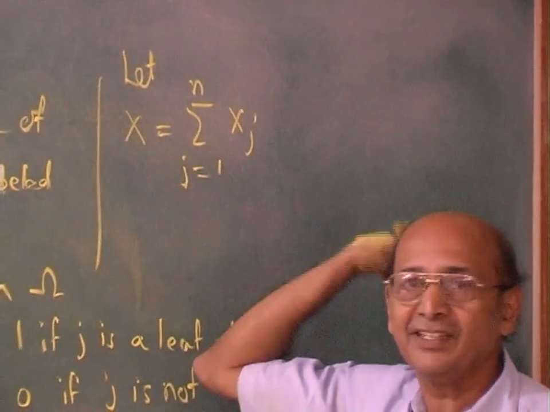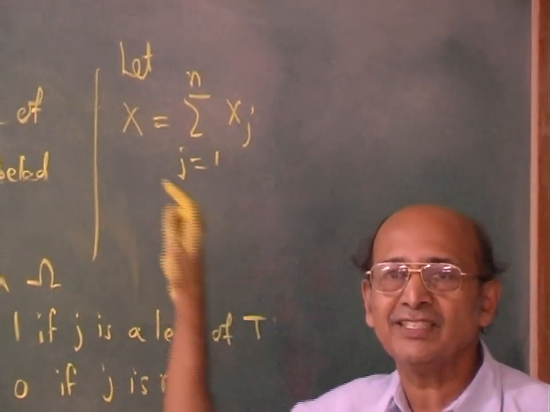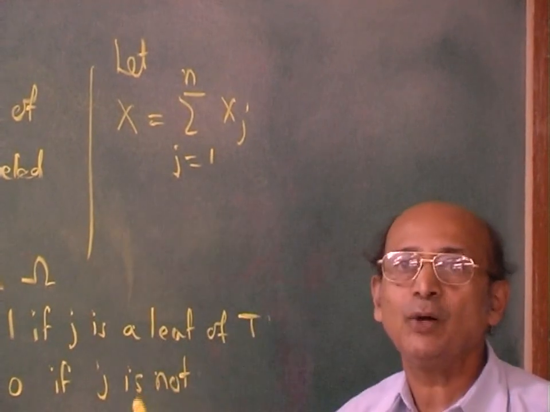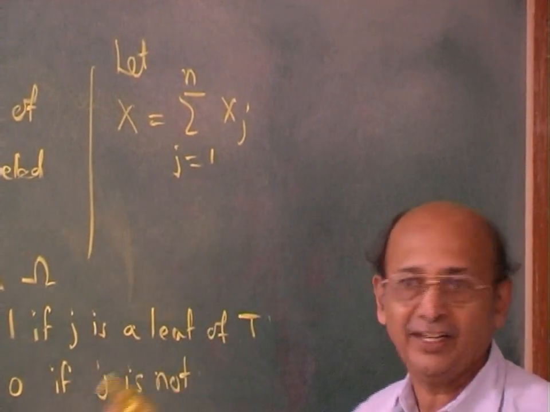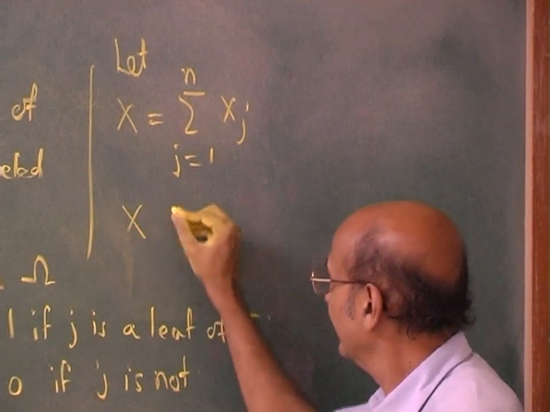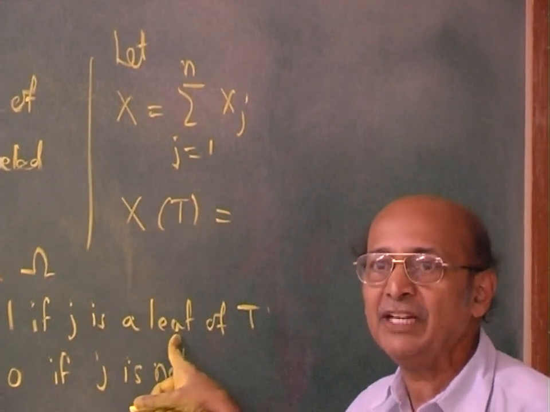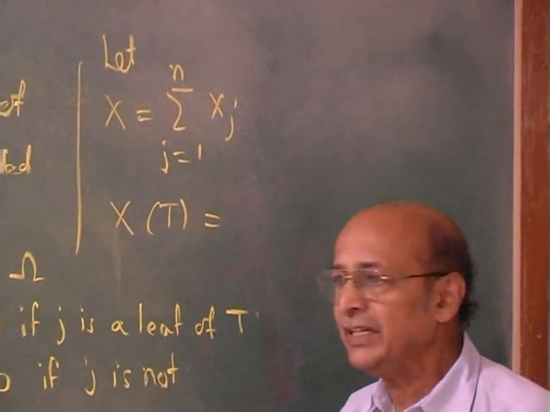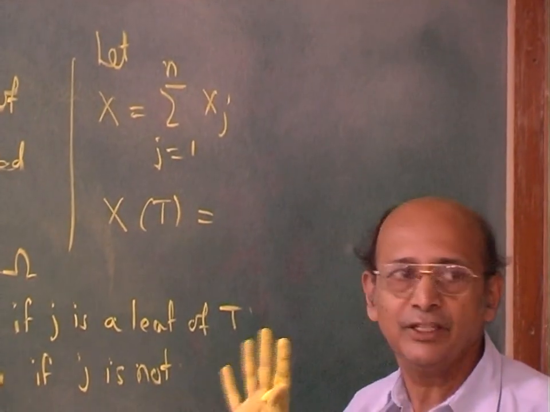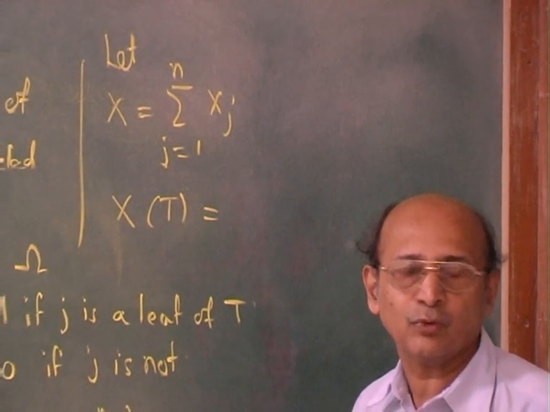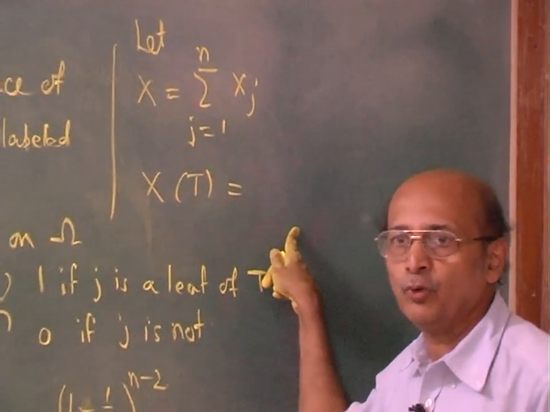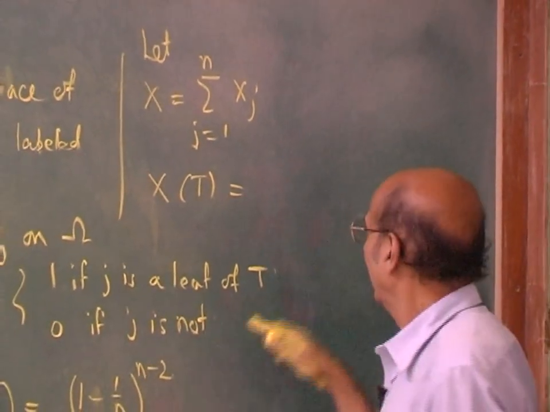We just have to see what it is that X counts. X counts the number of leaves in the tree. X of t is just the number of leaves in the tree. X of t literally counts how many leaves your tree has. If your tree has 4 leaves, then X of t will be equal to 4. Okay?